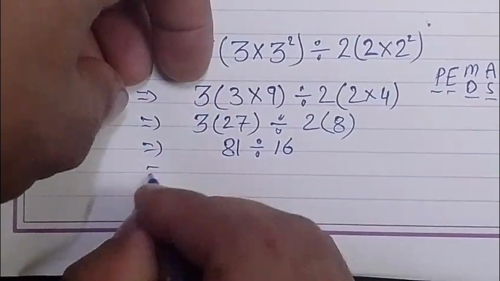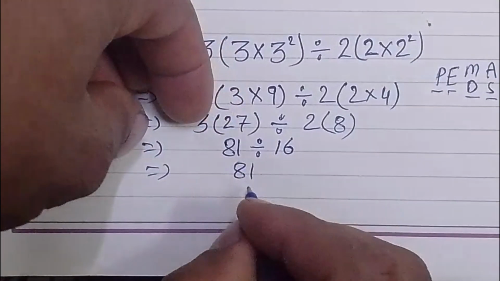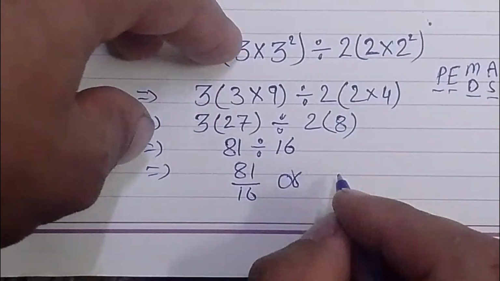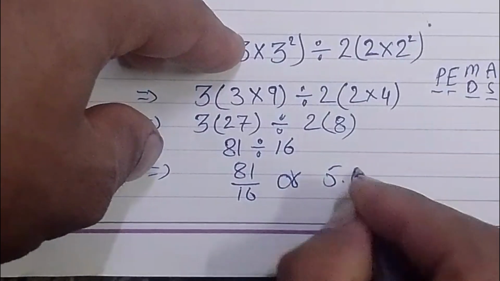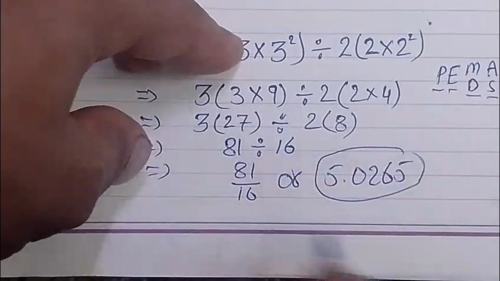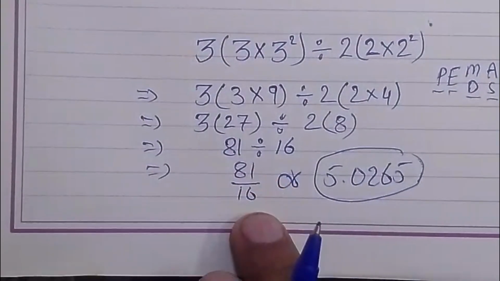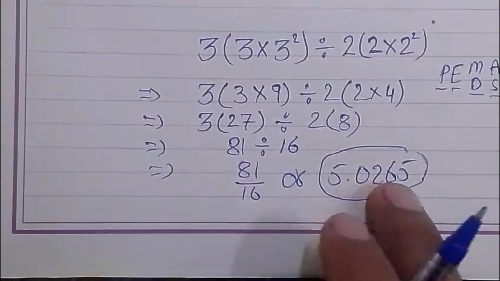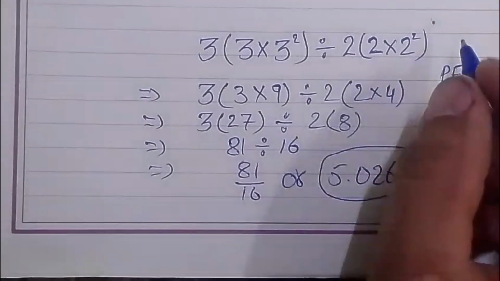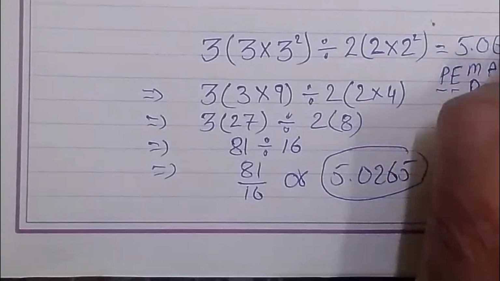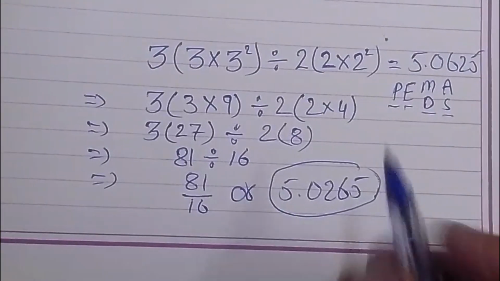So the final answer is 81 divided by 16, or 5.0625.